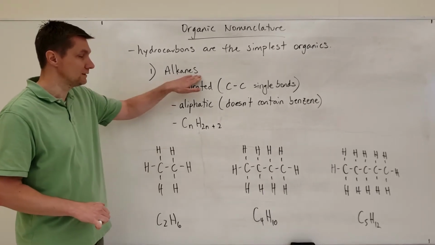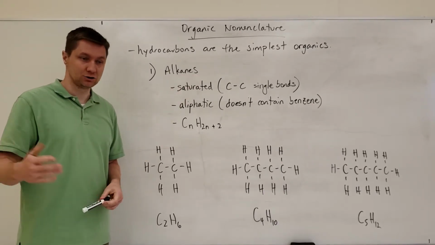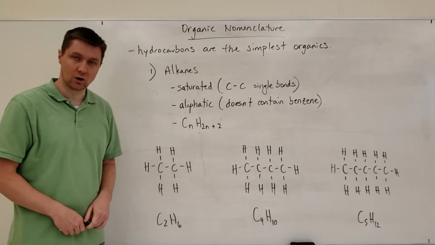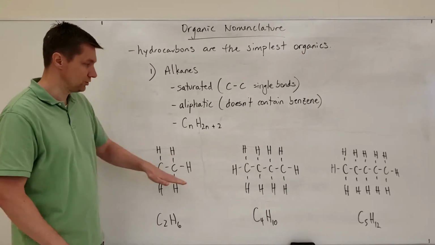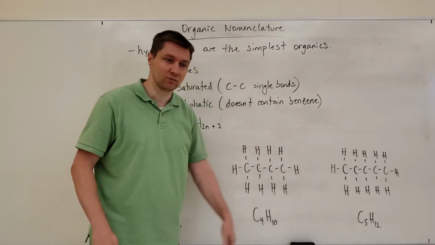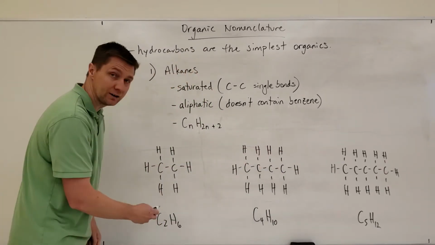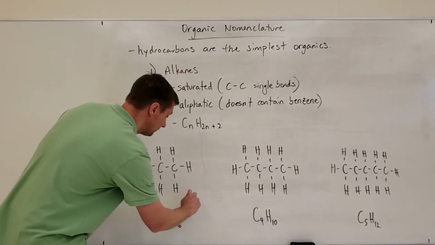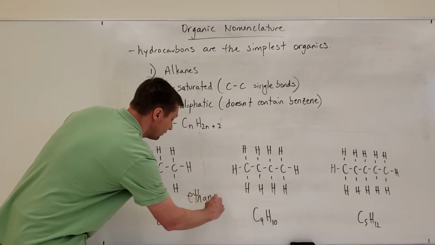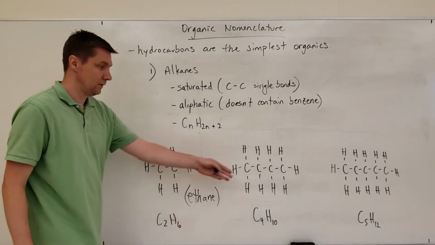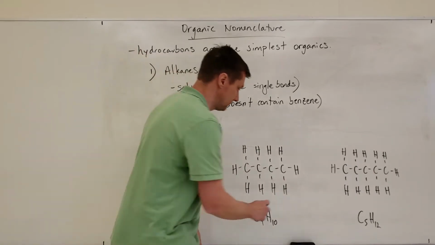If we go back to the previous clip for what the names of these would be, because these are alkanes, then I have to name the parent chain. The parent chain is how many carbons long it is. This one is 2 long, this is 4 long, this is 5 long. So this one right here would be ethane, and this one right here would be butane.